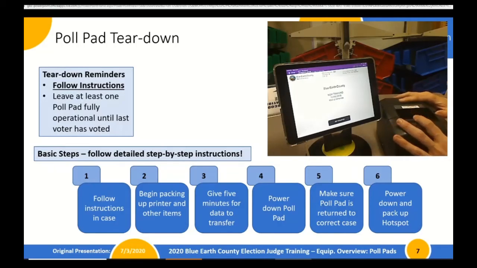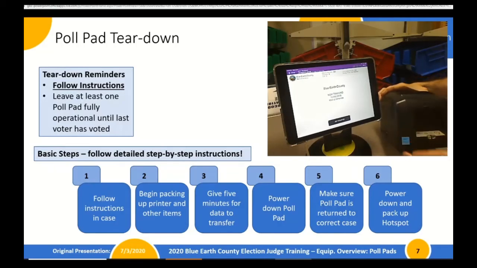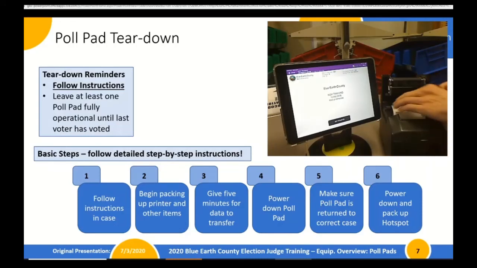But when we start looking at packing up the poll pad, we're going to start with the printer, but I should really show you a suggestion here. If you start running low on paper on the printer, you're going to open it up here off to the side. There's a little latch, and that'll get you the roll. This roll is quite full.